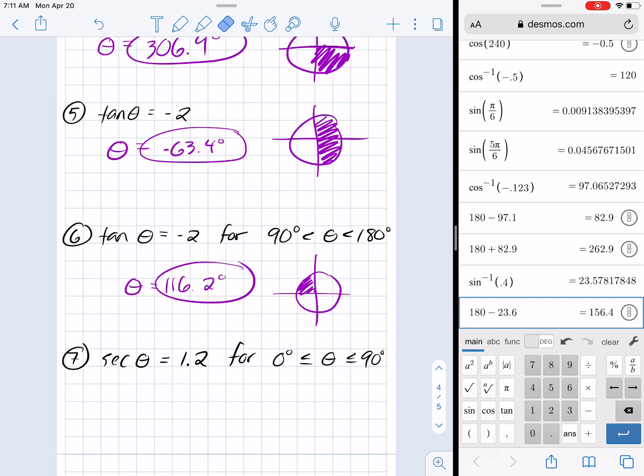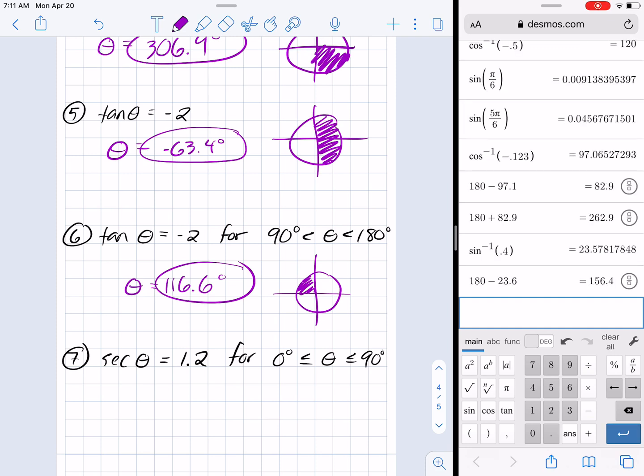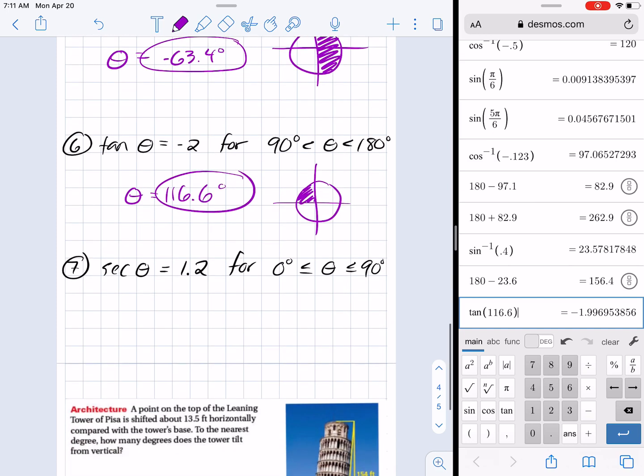Sorry, 116.6 degrees. Once again, guys, you can always check to see if you did this correctly. Just enter the tangent of 116.6 and look what your answer is. Basically -2. It's not exact because you had to round to the nearest tenth. Okay, almost done here.